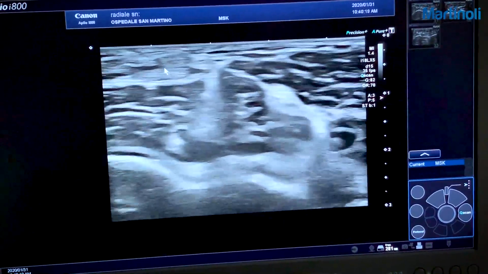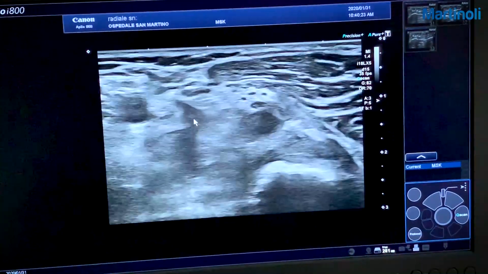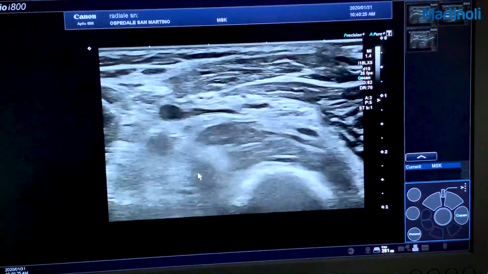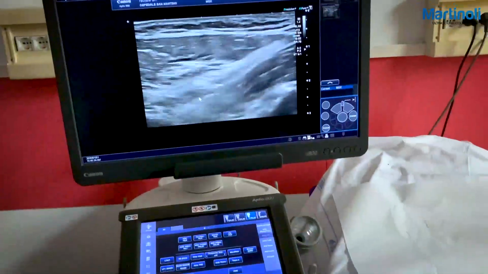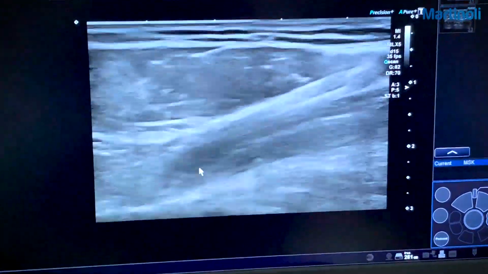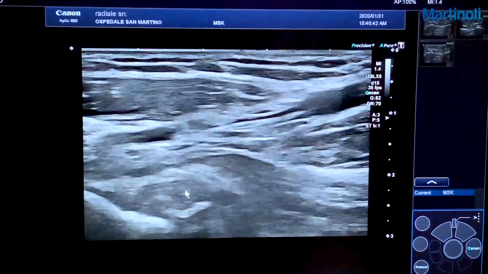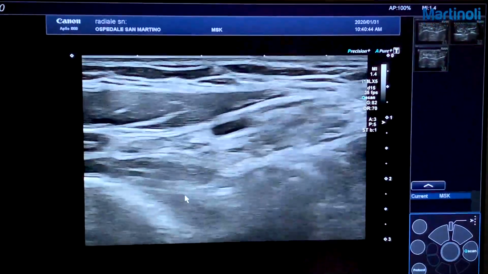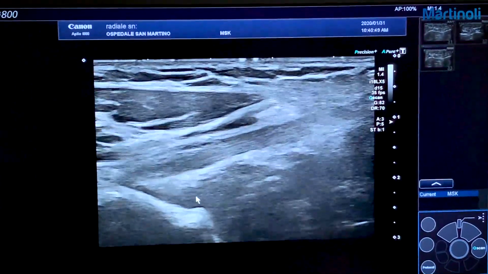How is the long head? The long head was normal. It appears absolutely normal. When I change the position to check the long head at the level of its insertion, I can recognize the tendon distally. So this is the artery, and that is the long head. The long head looks completely normal.